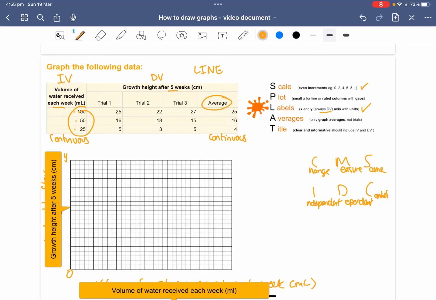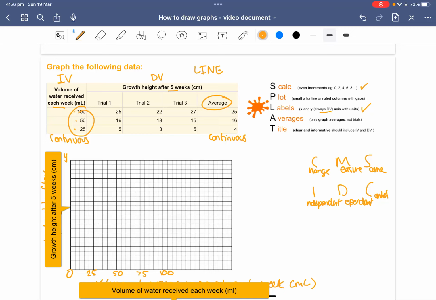I could go up by 20s on this scale and it will fit. So see how every 5 boxes is worth 20. Now that's one way you could do it, or if you like, you could even go up by 25s, and then that will be really easy for you to plot your data. So then 25, 50, 75, 100. Okay? So I've gone up, every 5 boxes is worth 25 mils.